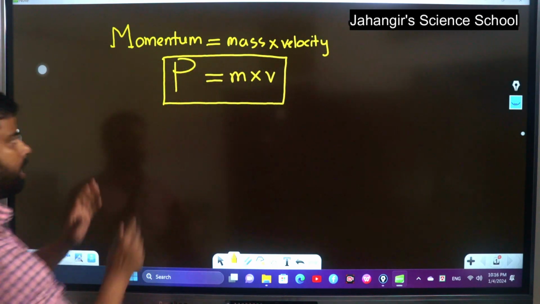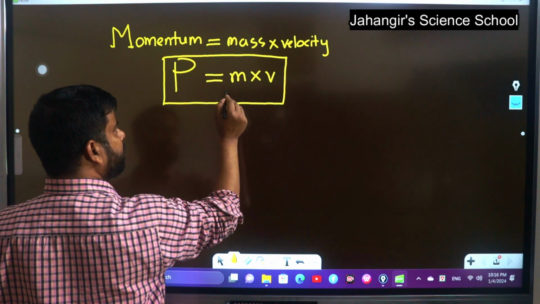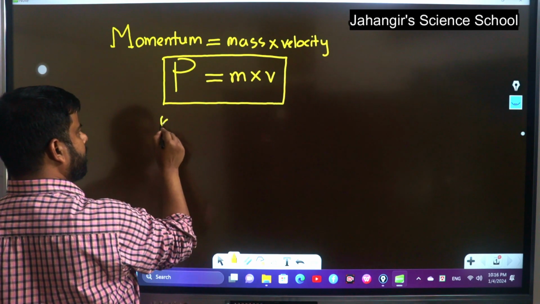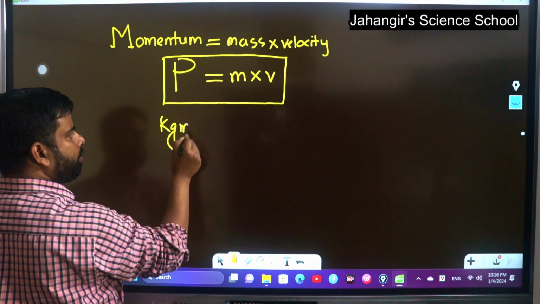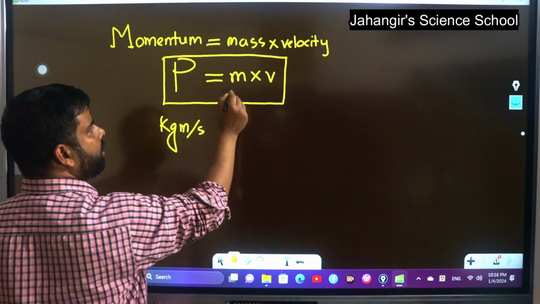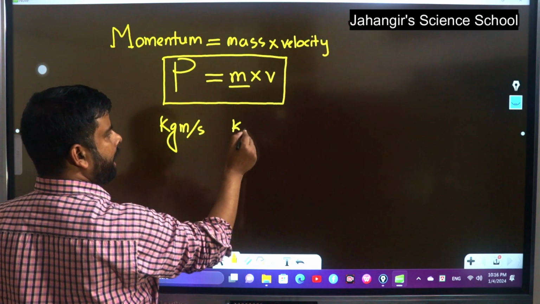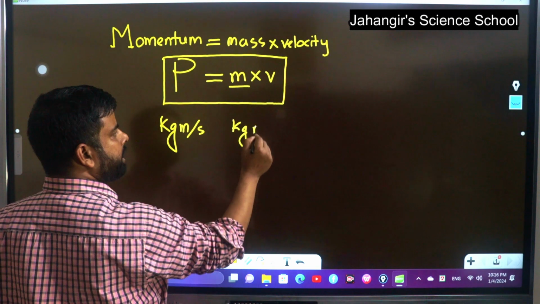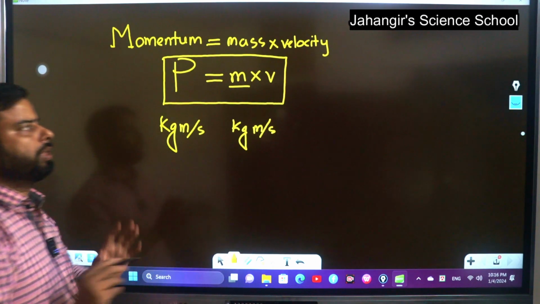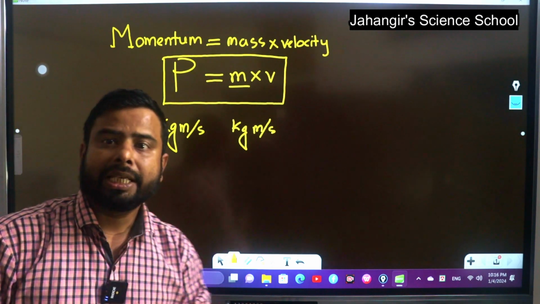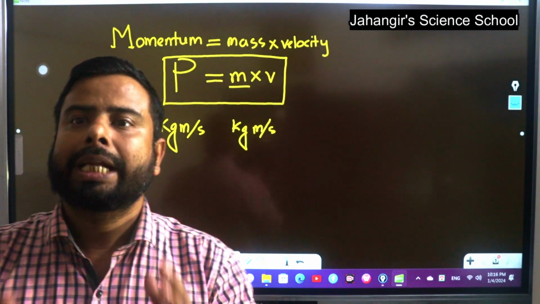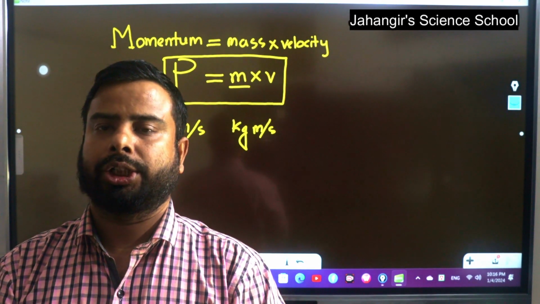Remember, the unit of momentum is kg meter per second. Why is kg meter per second the unit of momentum? Because the unit of mass is kg and the unit of velocity is meter per second. So kg meter per second. Momentum is a vector quantity because it has both magnitude and direction.